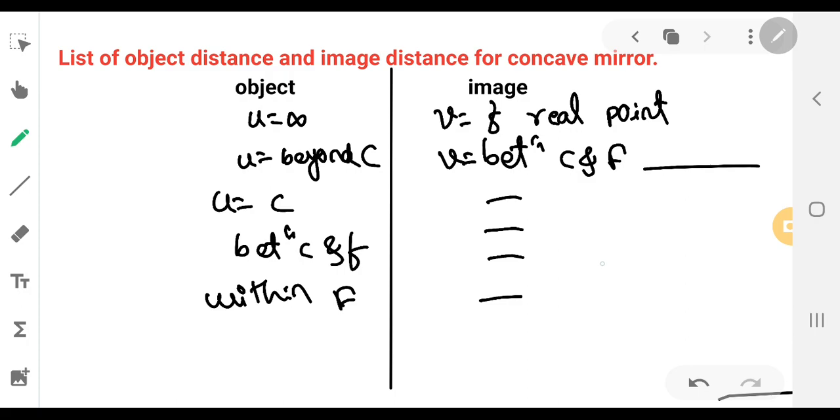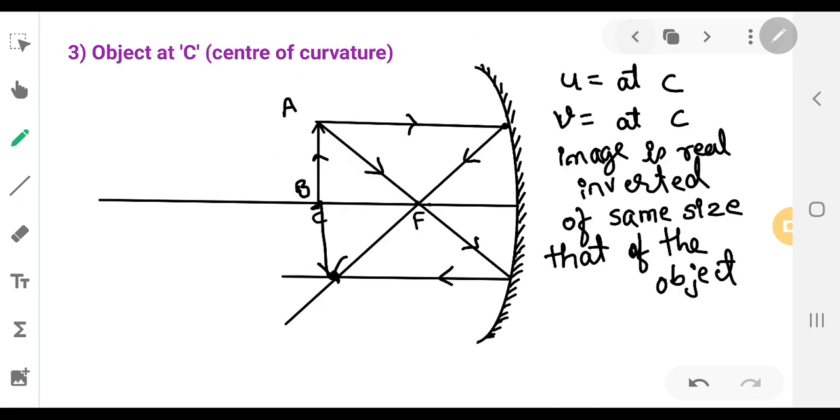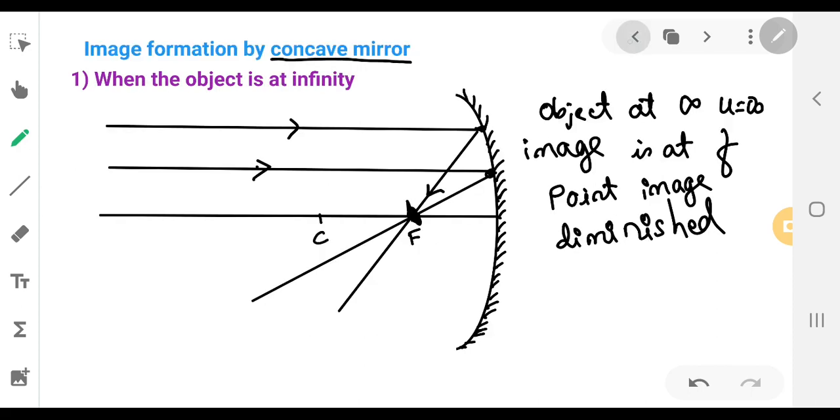You have to list it out looking at the diagram. So this is the homework. So this completes the second session on ray optics.